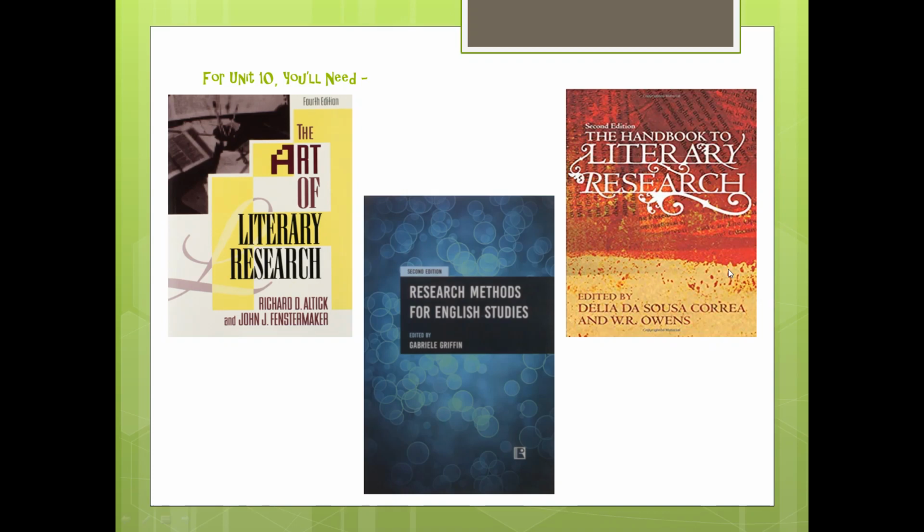And now, finally, we come to Unit 10, that is literary research: methods, materials, and tools. In this unit, we actually have four books to suggest to you, but first we'll deal with these three books. The first book is The Art of Literary Research by Altick. The second one is The Handbook to Literary Research by Simon Eliot, Correa and Owens. And finally, Research Methods for English Studies by Gabriele Griffin.